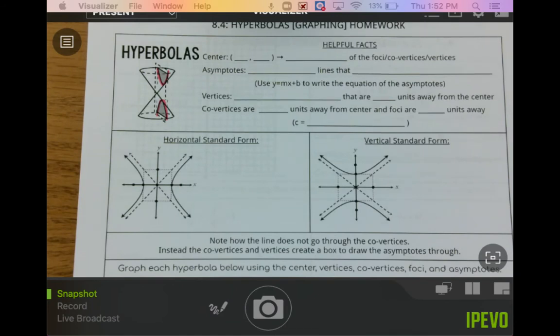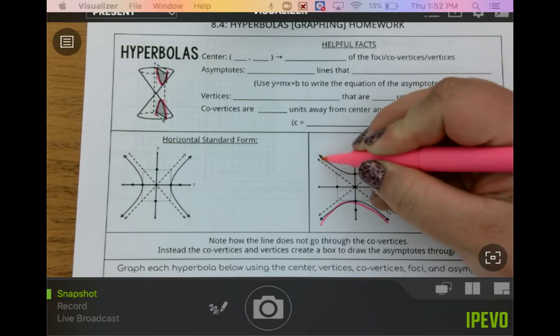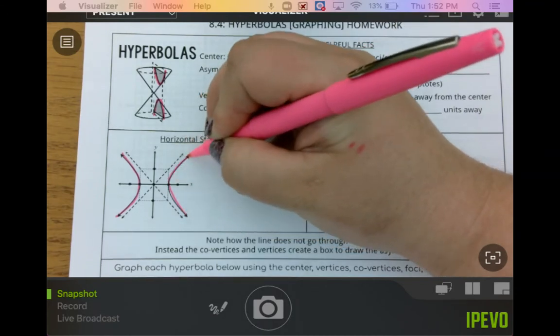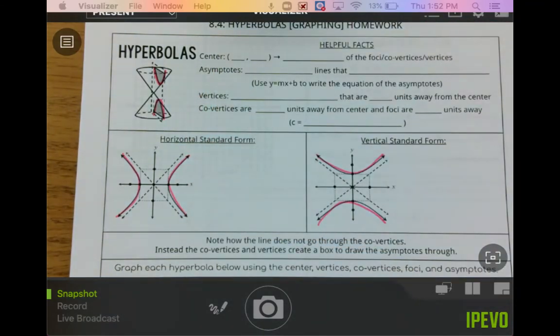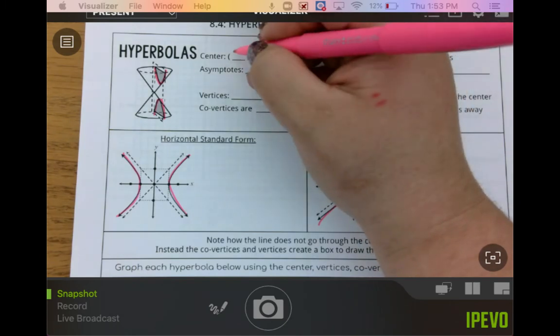And this can go sideways too. So either it's going to be like a U going up and down like this one, that's called vertical, or ones that go side to side like these. Those are called horizontal. And I'll tell you how to tell the difference between them in just a second, how to know from the equation.